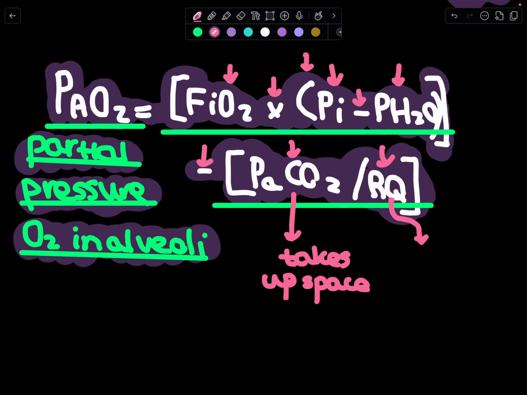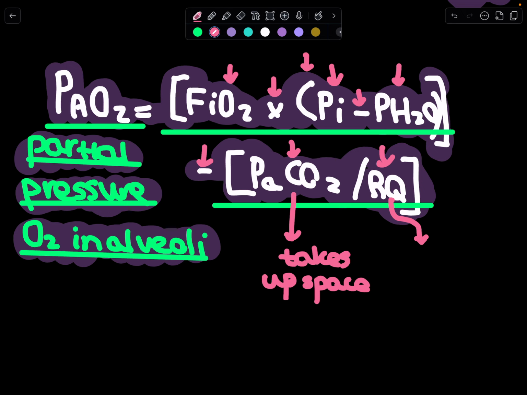This is not a sufficient answer, because you don't relate it to the rest of the equation. Why do we divide it? Our goal is to find the partial pressure of oxygen in the alveoli. Why would we divide the PaCO2 by the respiratory quotient? I understand why we subtract the PaCO2. You explain, it takes up space.